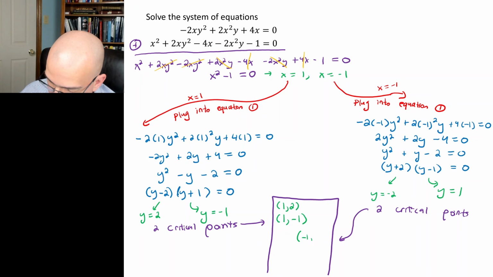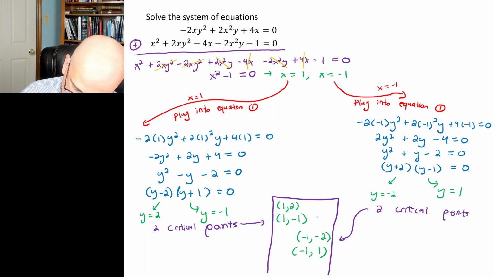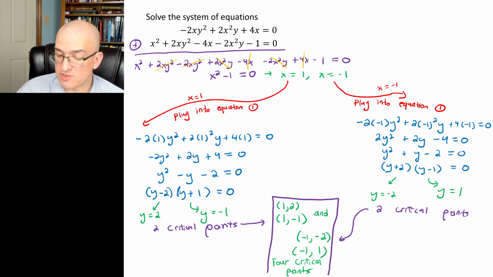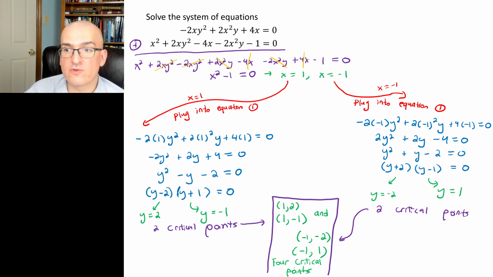So that was negative 1, negative 2, and negative 1, positive 1. So 4 total critical points. And they have to be paired up appropriately. We can't take the x equals 1 solution and pair it up with y equals negative 2 or y equals 1. Those two y values came from x equals negative 1. So when we pair things up, we have to be careful.